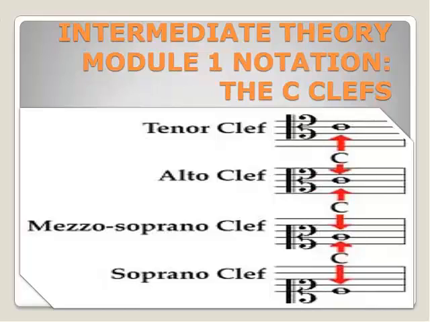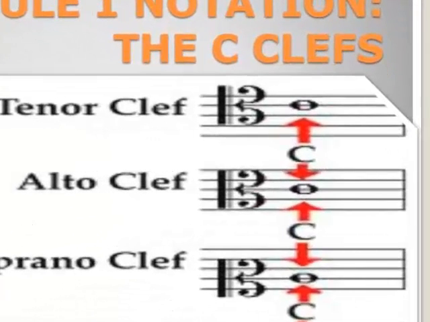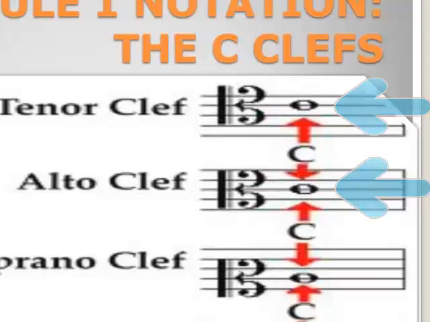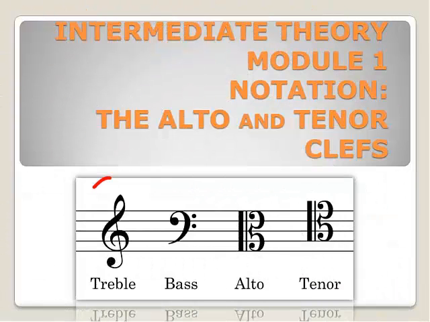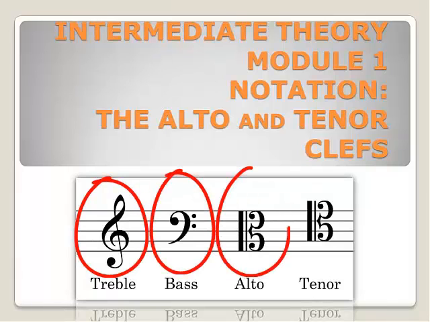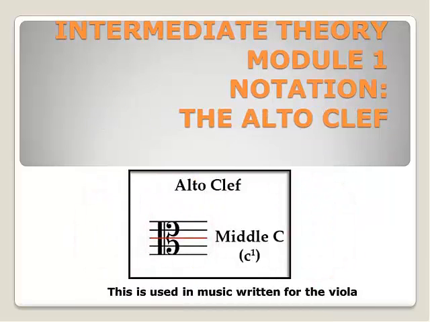Here we see all of the C clefs. You see how each of the C clefs shows you where middle C is, and of course, in each clef, middle C is on a different line. The only C clefs that we're responsible for are the tenor and the alto clefs. These are the clefs that we are responsible for: the treble clef, the bass clef, the alto clef, and the tenor clef. Let's look at the alto clef in more detail.